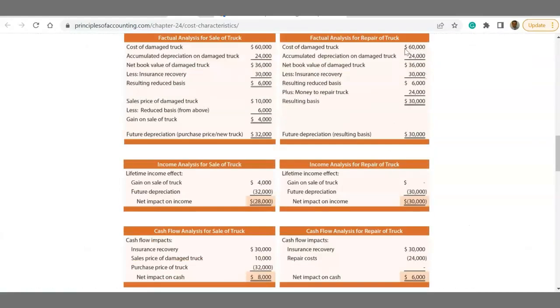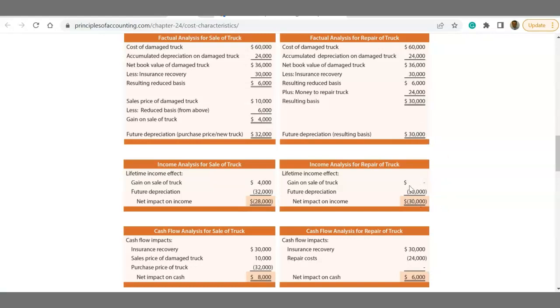Here we have, again, the repair scenario. So if we have a truck for 60,000, depreciated for 24, and book value is 36, insurance gave us 30,000, so the resulting reduced basis will be $6,000, and we have to spend $24,000 to repair the truck, so the resulting basis for the truck after repair will be $30,000, and that is the basis to depreciate in future.